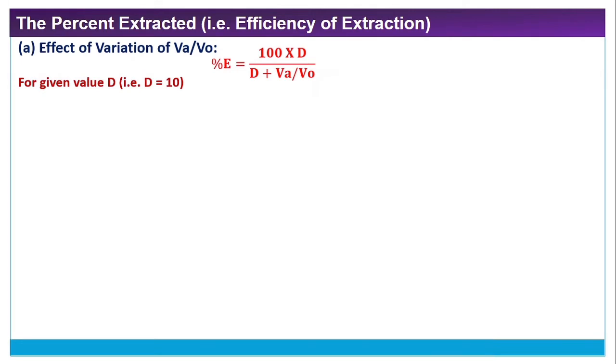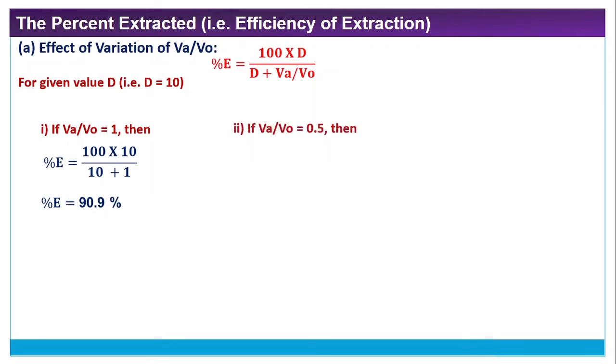For a given value, suppose D is equal to 10. Now we'll change the value of VA upon VO. Suppose VA upon VO is 1, then put this value in this formula, D is equal to 10 and VA upon VO is 1. So the percentage of extraction will become 90.9%. Now if we decrease VA upon VO to 0.5, then putting this value into the above equation, the percentage of extraction becomes 95.2.